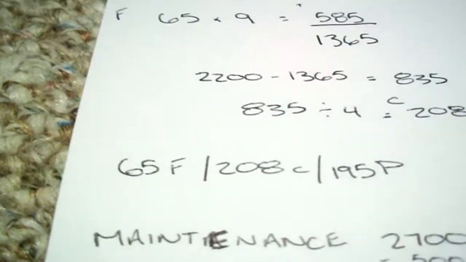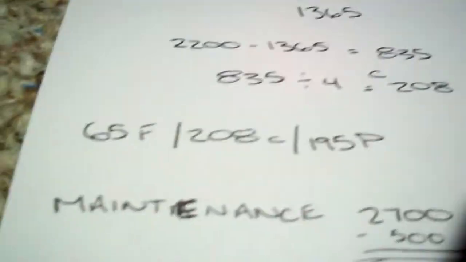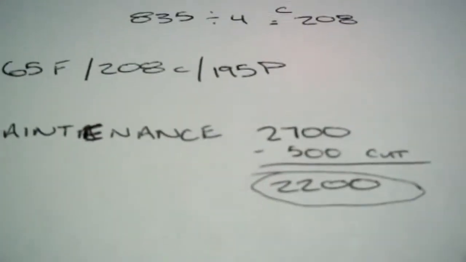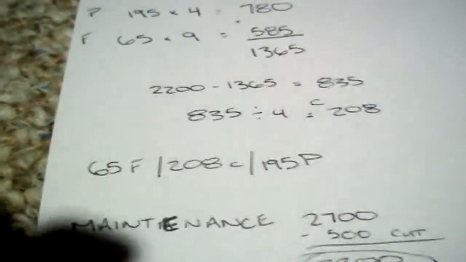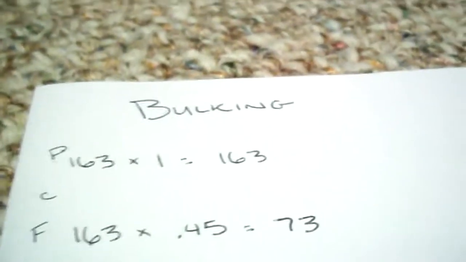So your total for this is going to be 65 grams of fat, 208 grams of carbs, 195 grams of protein, and then your calories that you're going to eat, like I said, is going to be 2,200. Right, next we're going to do a bulk.